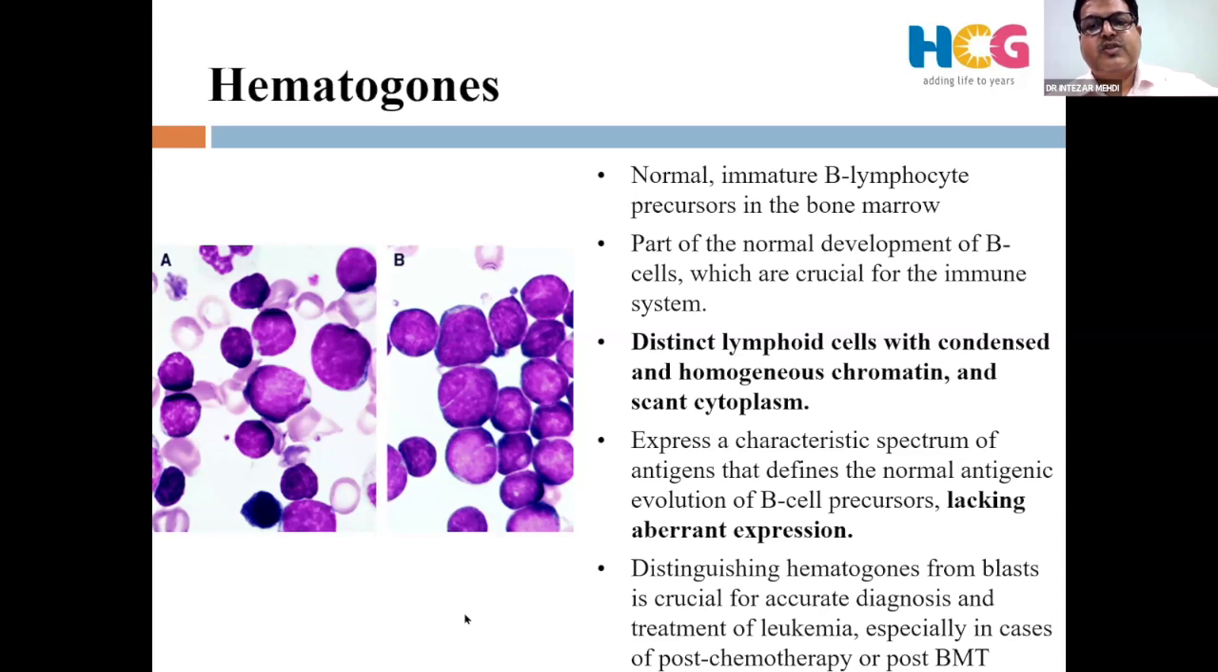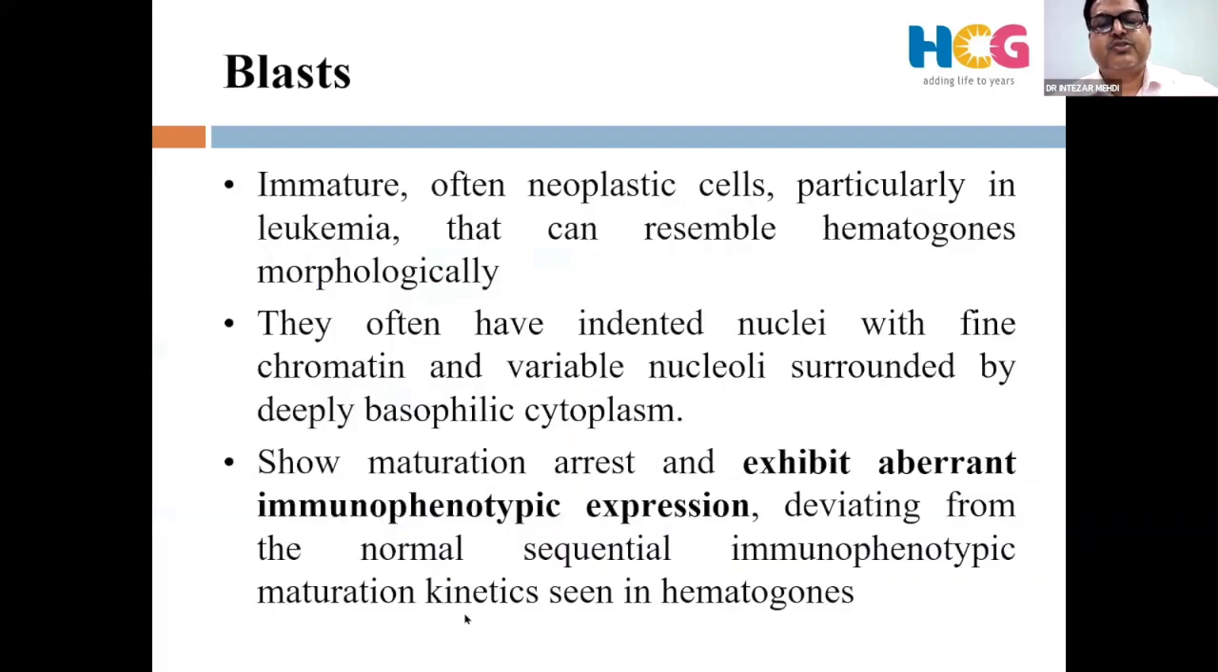They are distinct lymphoid cells with condensed and homogeneous chromatin and scant cytoplasm, and usually on immunophenotyping they lack any aberrant expression and they have a characteristic spectrum of antigens. Okay, on the contrary, blasts are usually immature and usually they are cancerous cells, particularly in leukemia.